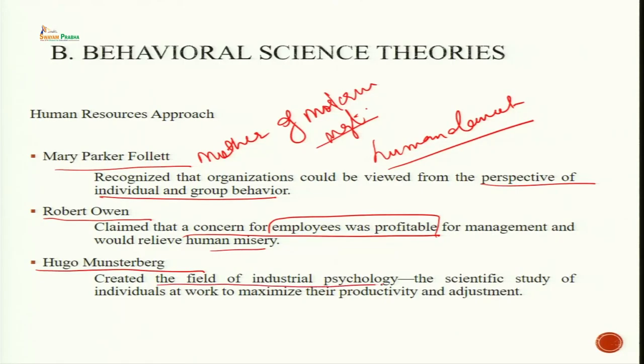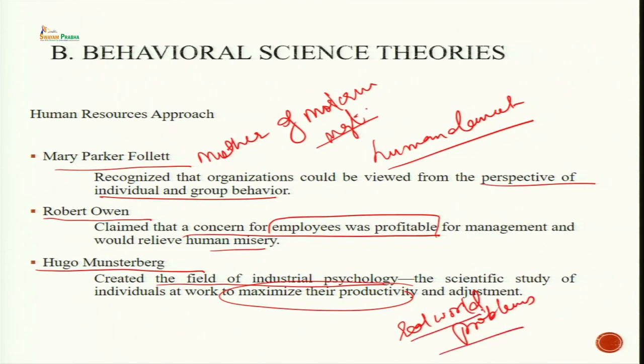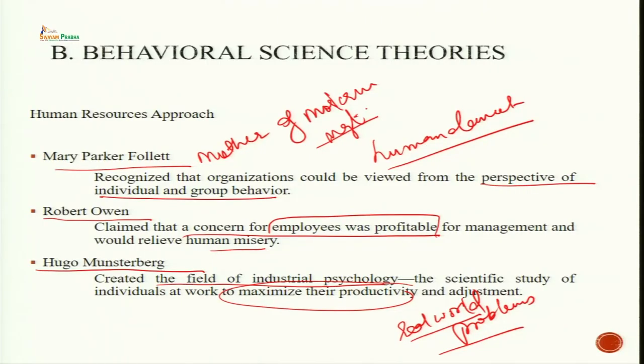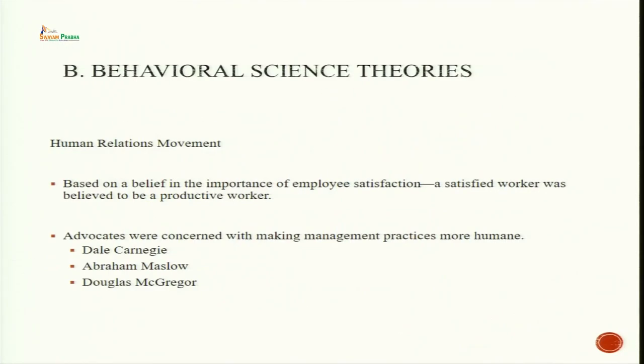Now let us see what Hugo Munsterberg focused on. Munsterberg created the field of industrial psychology, the scientific study of individuals at work to maximize their productivity and adjustment. He was a German-born American psychologist who believed that psychology should be used to help solve real-world problems. Real-world problems, according to him, are not only about artificial intelligence or technology. It is the psychology or cognitive ability of human beings that can resolve these real-world problems. With human behavior, he pioneered applied psychology in the United States and made a significant impact in the field of industrial psychology as such.